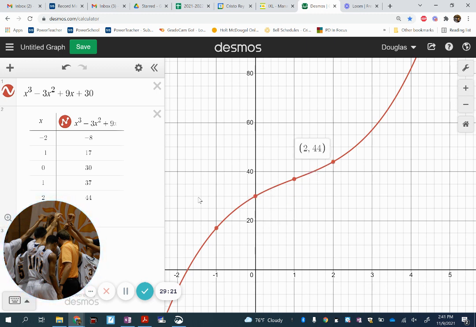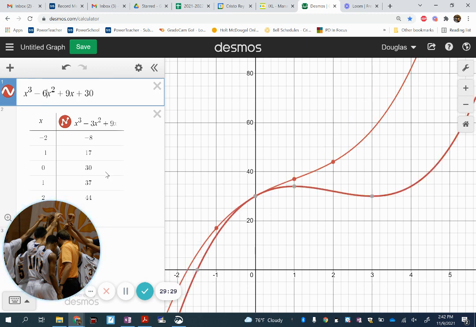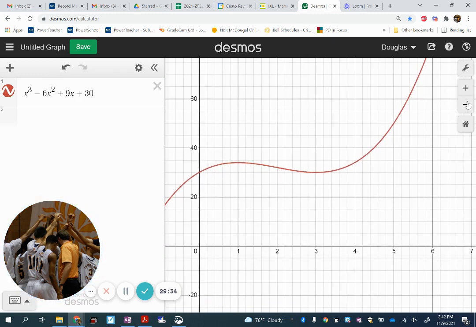So right here, what did I do wrong? That should not be 44. What did I do wrong? Hold on. Let me pause for a second. Okay, I figured it out. That's my bad. It's minus 6x squared. Excuse me. Let me get this table out of here. Okay, there we go. That's better.